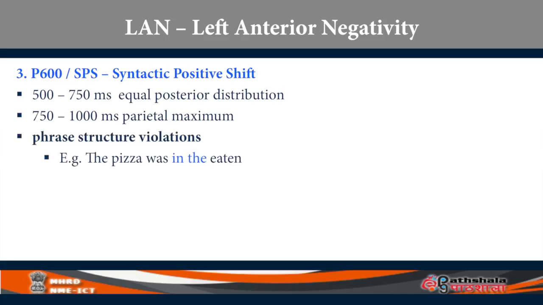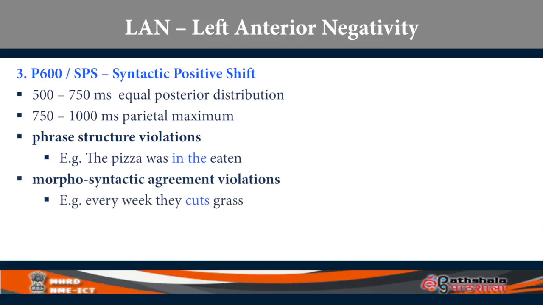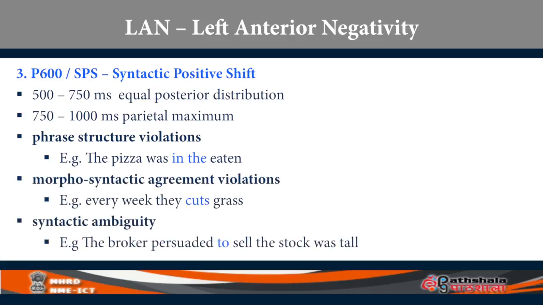P600 occurs when you hear sentences like "the pizza was in the eaten." Morphosyntactic agreement violation also sometimes: "Every week they cuts grass." Syntactic ambiguity: "The broker persuaded to sell the stock was tall." There the "to" is ambiguous. So you think about these sentences and you associate each with the morphosyntactic processing, how the brain is differentiating different types of violations and showing it through different types of ERPs.